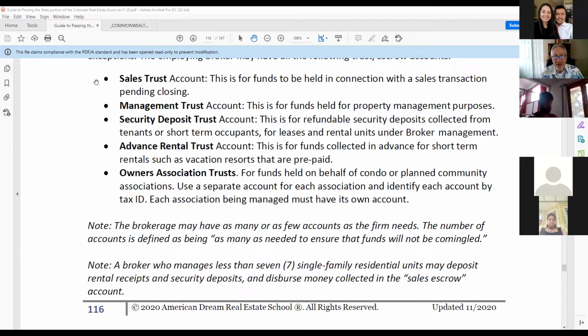Yeah, sure, why not? It's what some people did. So they got into property management that way, really from the back end. That's kind of what happened for some folks during the recession period. So they were able to put monies into the sales account as long as it's less than 7. When you're managing more than 7, now you have to have a separate management or security deposit account. Okay, so that's on the exam.